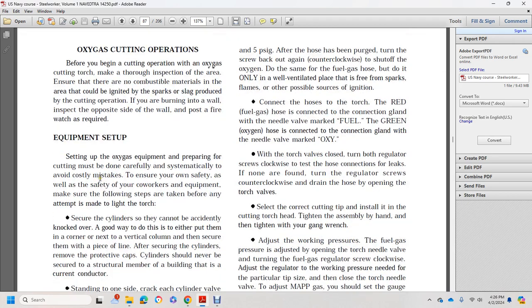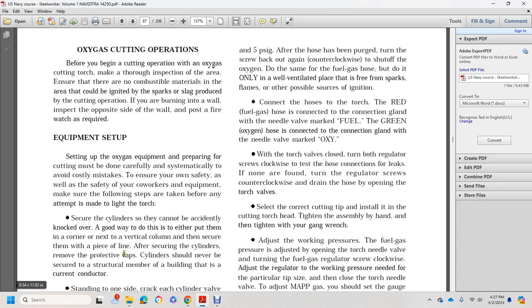As equipment is set up, setting up the oxy-gas equipment and cutting will be done carefully and systematically. Avoid costly mistakes to ensure your safety as well as the safety of co-workers and equipment. Make sure you follow the steps before any attempt to light the torch. Secure cylinders so they cannot accidentally be knocked over. A good way to do this is to put them in a corner next to a vertical column, secured with a chain.